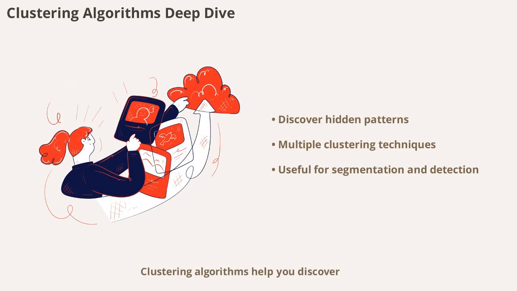Clustering algorithms help you discover structure in your data without labels. K-means is fast and efficient for well-separated clusters. DBSCAN can find clusters of arbitrary shapes, and hierarchical clustering builds nested clusters. These techniques are invaluable for tasks like customer segmentation and anomaly detection, helping you uncover insights that drive business decisions.